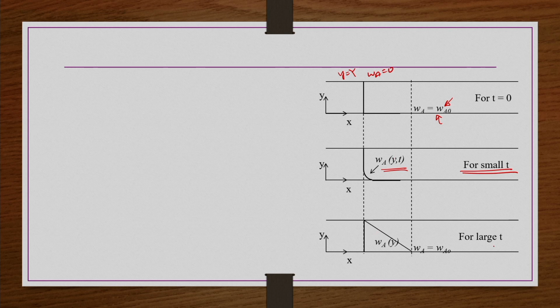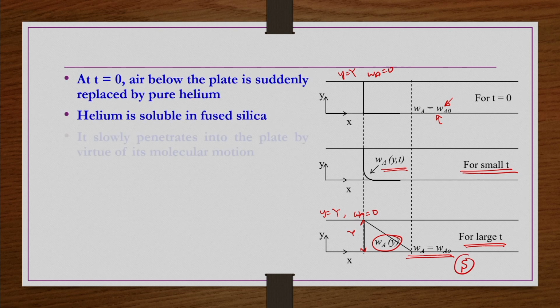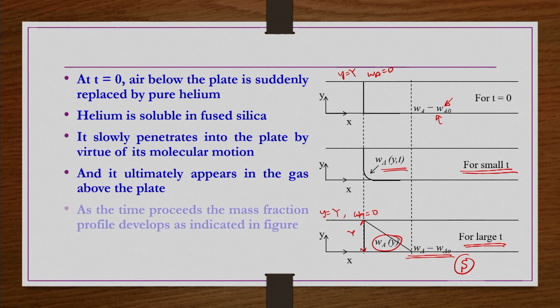But if you wait for a large time and steady state is established, this concentration profile is only a function of y, because steady state is established, and the profile is linear, with WA equal to WA naught at the bottom surface, and WA equal to 0 at the top surface where y equals capital Y. This is because the thickness of this plate is capital Y. The area through which the penetration is taking place is S. All this information is provided here as text to the students.